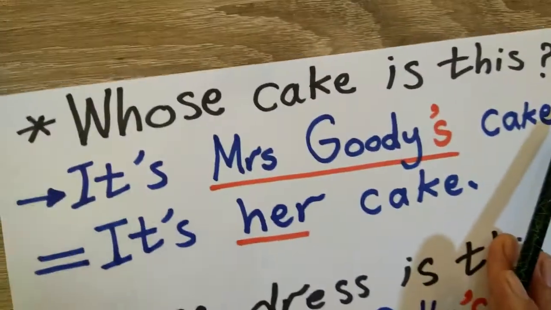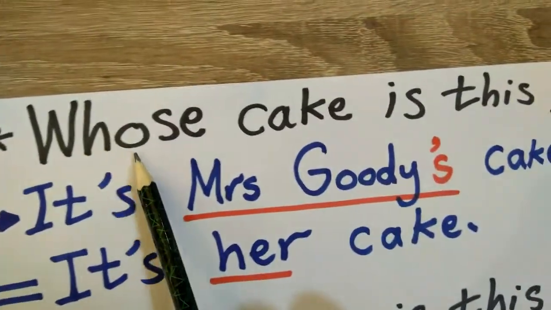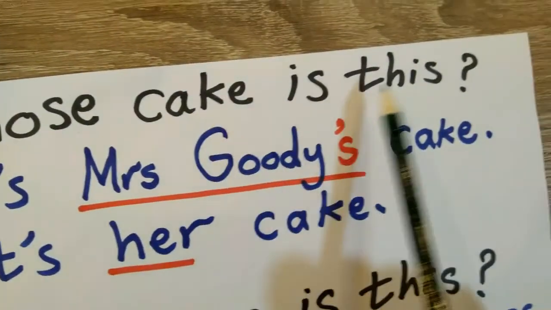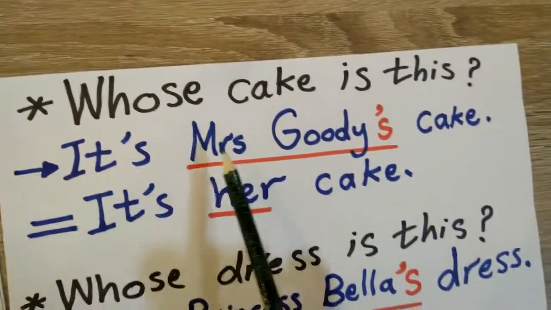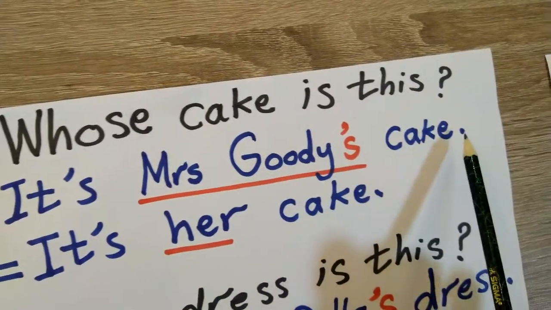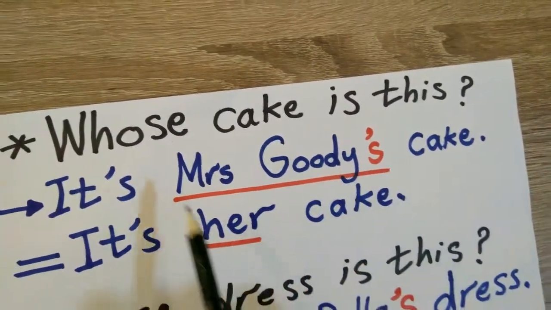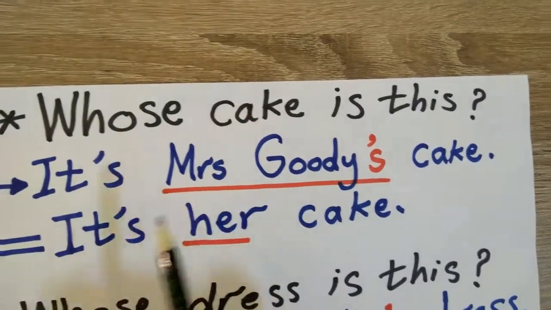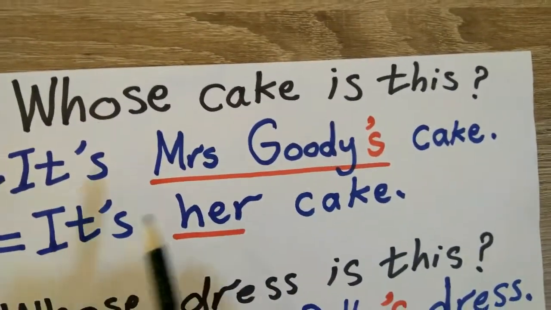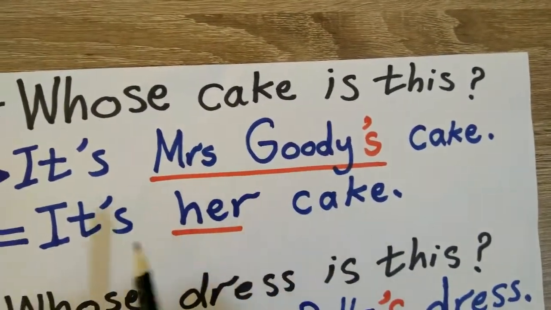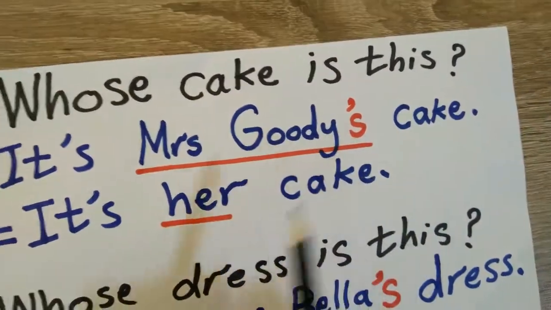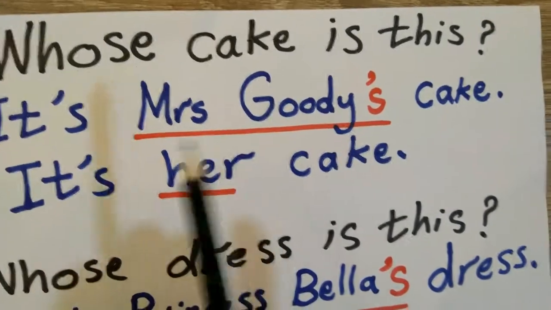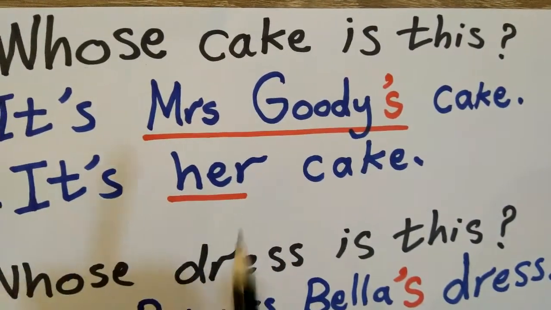Written كتبت لكم I wrote it. Okay. Whose cake is this? It's Mrs. Goody's cake. بس الملكية. طب أنا ما بدي أحكي اسمها because she is a woman. I say it's her cake. Excellent. إذن المعلومة الجديدة اليوم علينا أو حتى بجوز أنا بعد متأكد إنكم تعرفوها يعني.